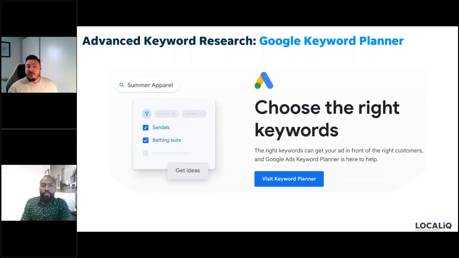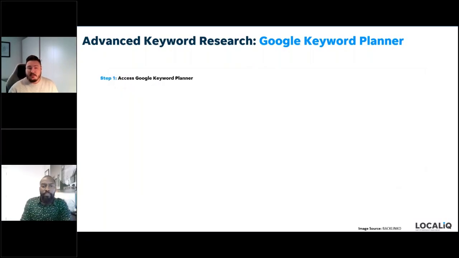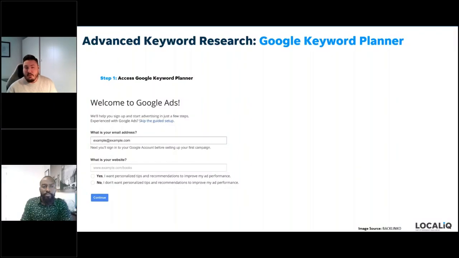In order to use it, you do have to have a Google Ads account. It's not a problem if you don't have one already. You can set one up in just a few minutes, really. You just follow the prompts, you enter some information about you and your business, and that's pretty much it, you're in. You don't have to be actively running an ad campaign to use the keyword planner. You just need to have it set up.